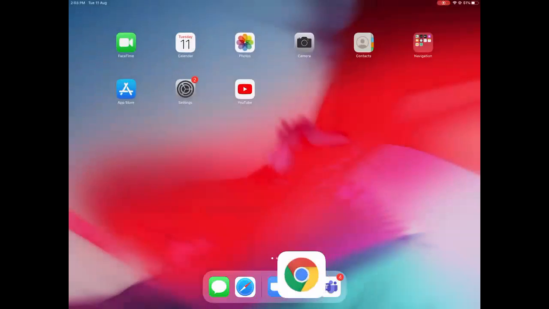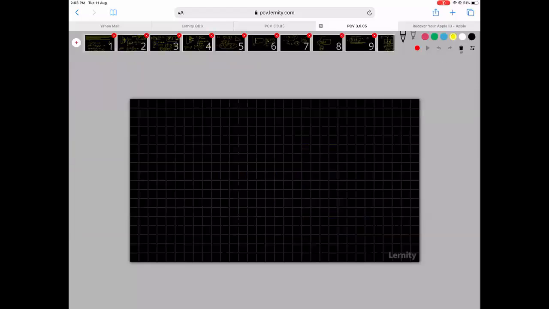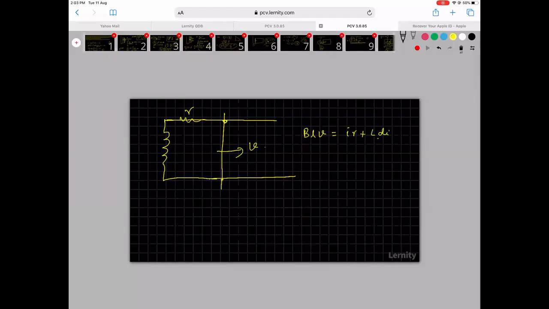So let us assume there is an inductor here. Then this is given an initial velocity V. Let there be some resistance R; we will later change it to 0. So there is an EMF. BLV is the EMF, so BLV is equal to I into R plus L di by dt.